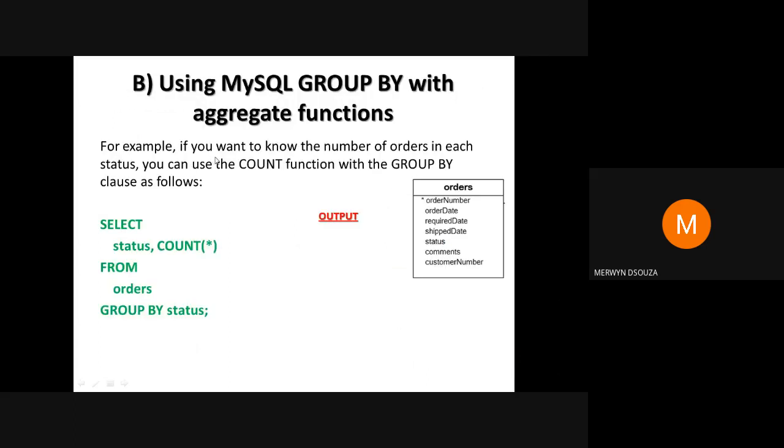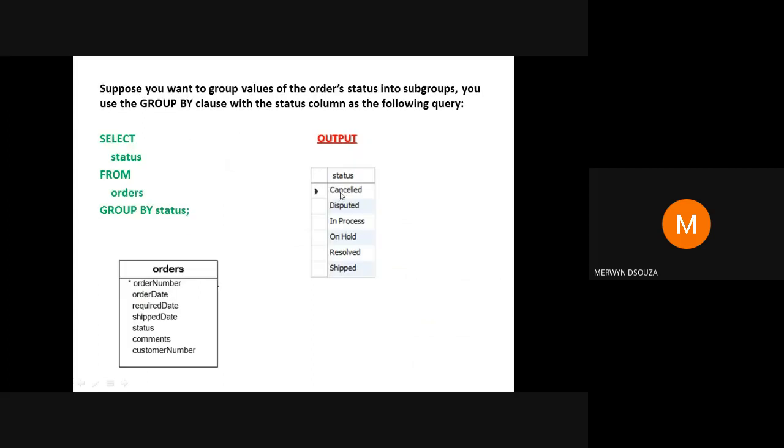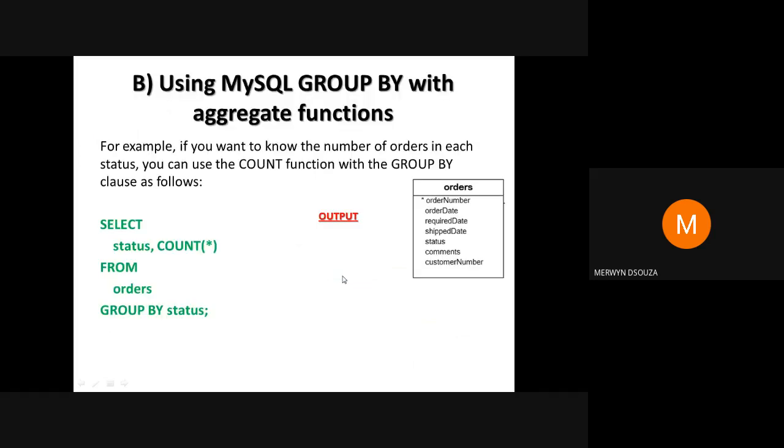Suppose we wanted to know the count. Here we wanted to know how many orders are cancelled, how many orders are disputed, or how many orders are shipped, and so on. Then we could use the group by clause with an aggregate function. So basically, these are the aggregate functions in MySQL.